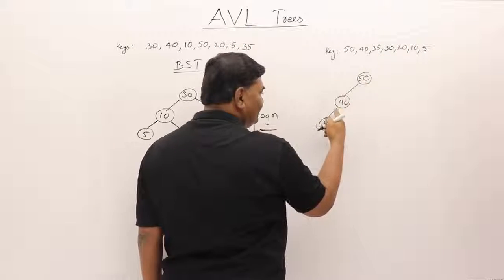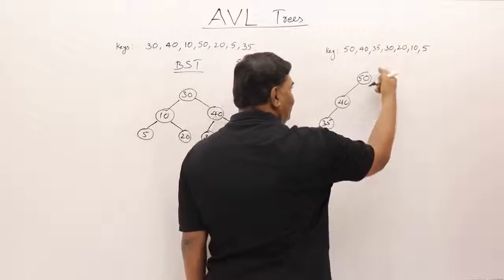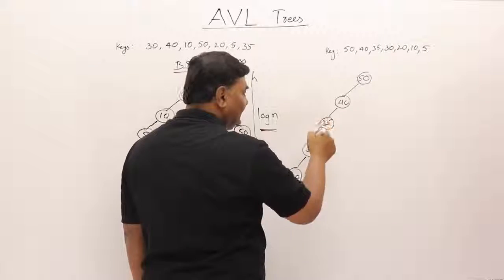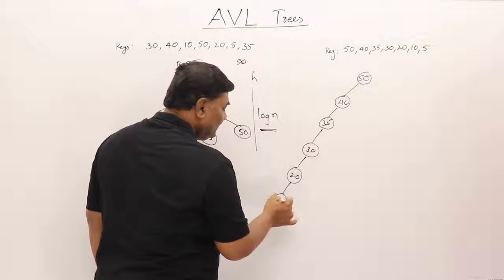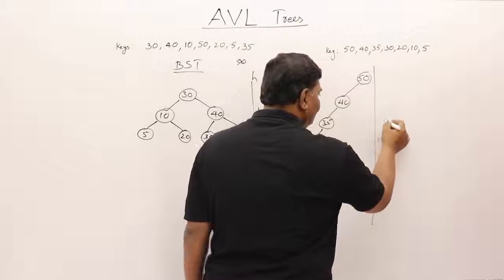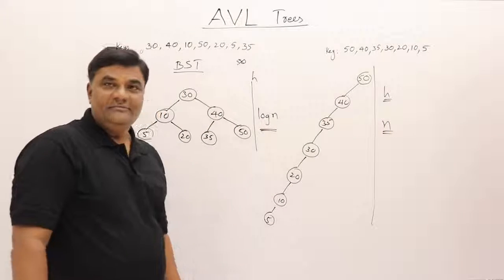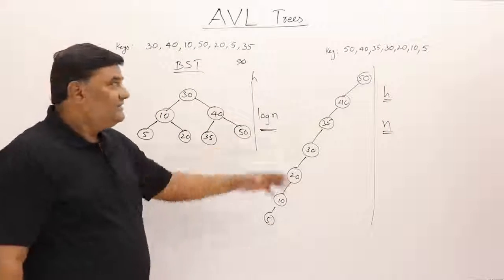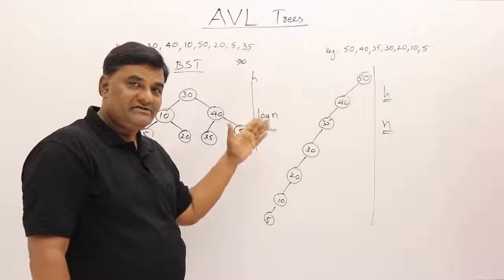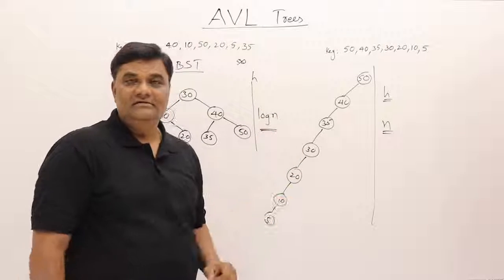Then 35 is less than 50 and also less than 40, so it comes on left hand side. 30 is less than this as well as less than this, so it will come on this side. Then 20 comes this side, and 10 comes on this side and 5 comes on this side. So this is the height. Height is what? N. Height of a binary search tree is n. See, the keys are given such that the binary search tree when I am creating, it is becoming height n.